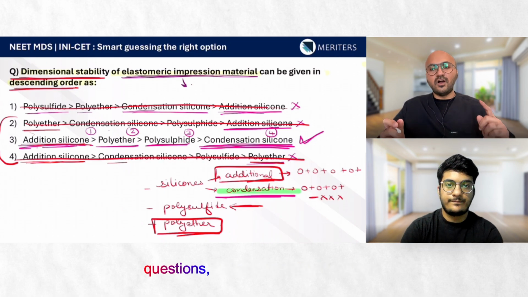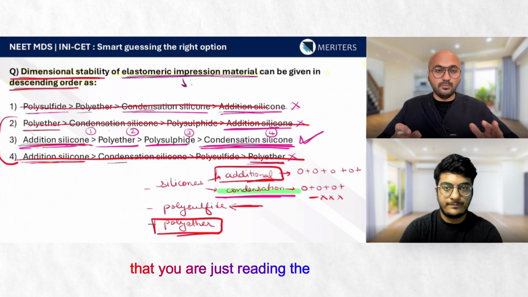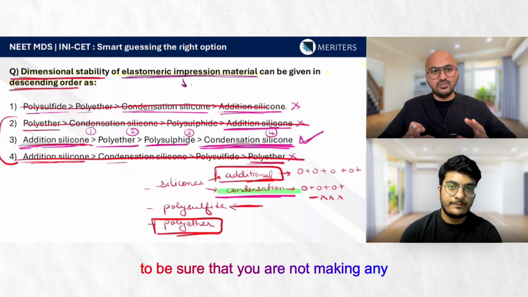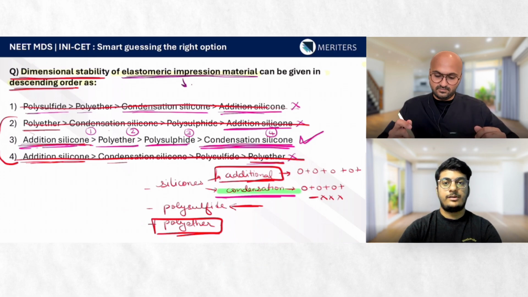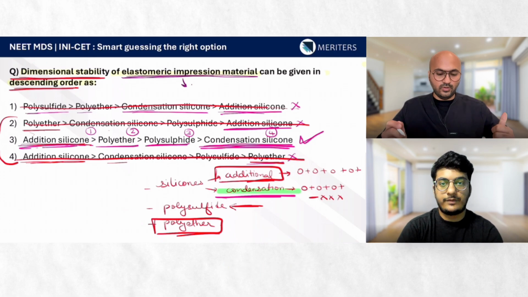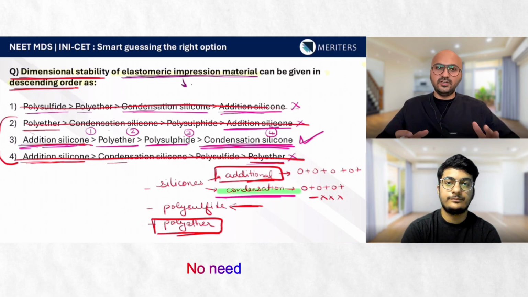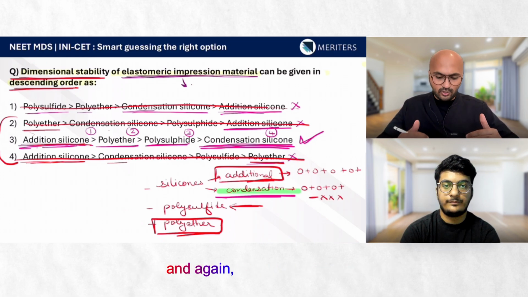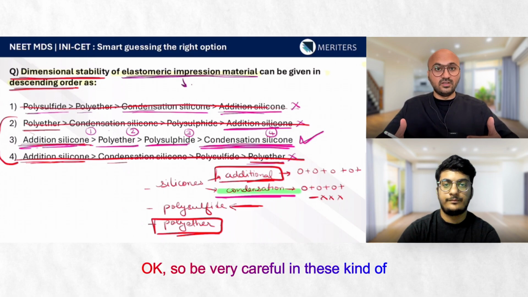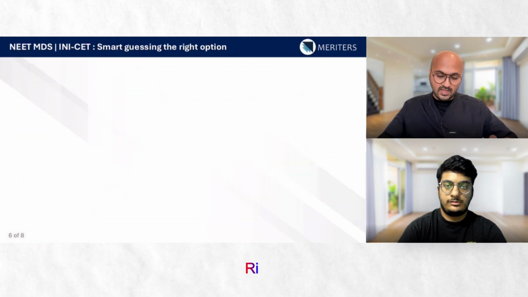So even if you have found the correct sequence, correct order, make sure that you are reading the other options to be sure that you are not making any mistake. Perfect. So I think these kinds of questions can be tackled very strategically. No need to worry; if you start reading too many options again and again, it is very confusing. So be very careful in these kinds of questions.